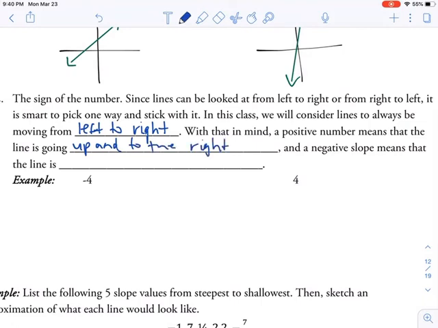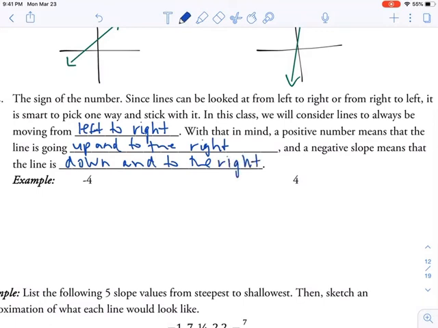And that's because, of course, our slope value represents rise over run, so if the rise is positive, we're going up as we go to the right. And a negative slope, that's our rise again, would be going down as we go to the right. So that means that the line is going down and to the right. Wow, that's super messy. I'm going to rewrite that.